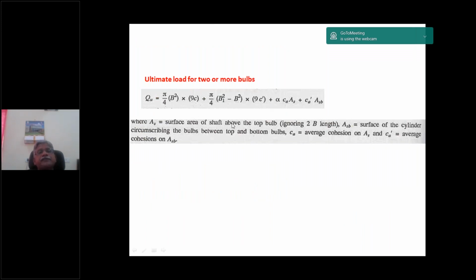As is the surface area of the shaft above the top bulb, and Asb is the surface area of the cylinder circumscribing the bulbs between the top and bottom bulbs. Ca is the average cohesion on As, and Ca dash is the average cohesion on Asb.